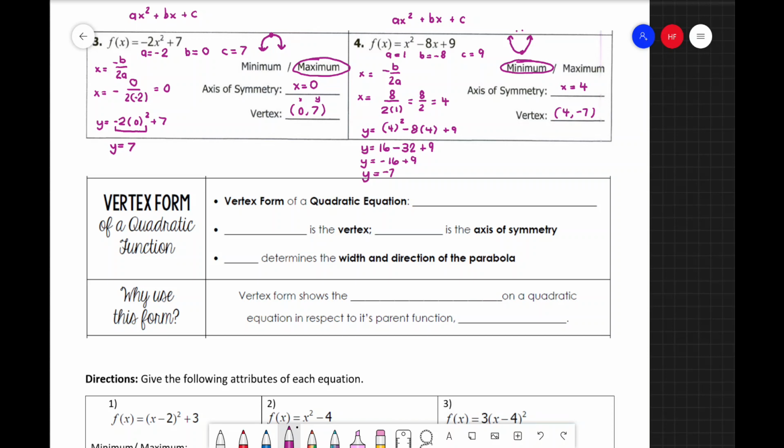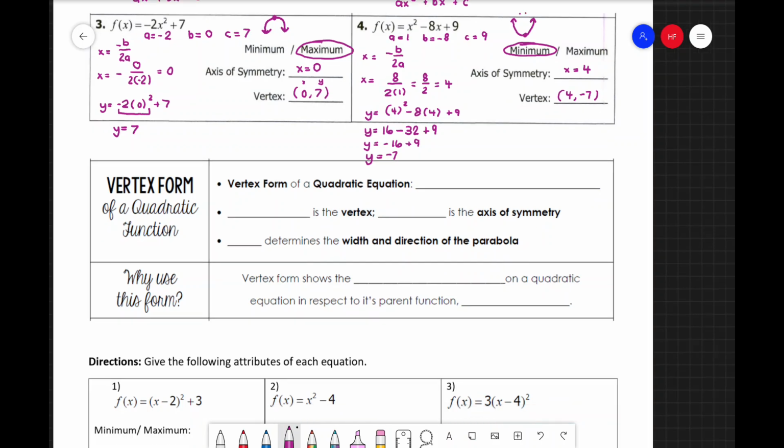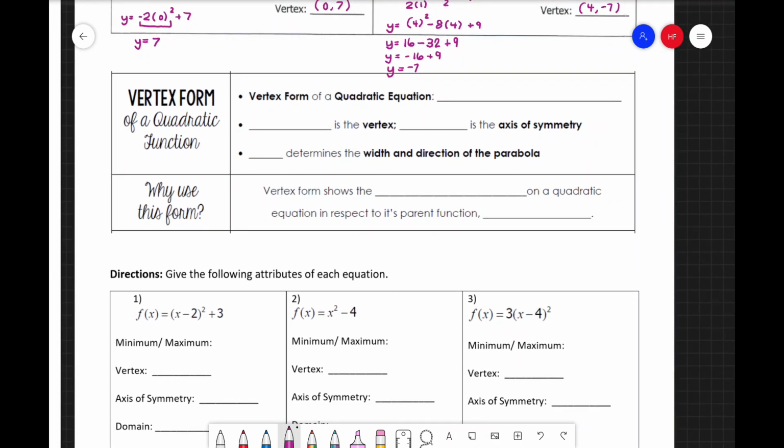So this is all standard form. That ax squared plus bx plus c is standard form. There's another form called vertex form that we could use. And vertex form of a quadratic equation looks like y equals a(x minus h) squared plus k.